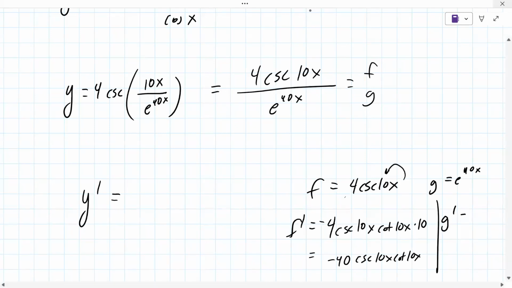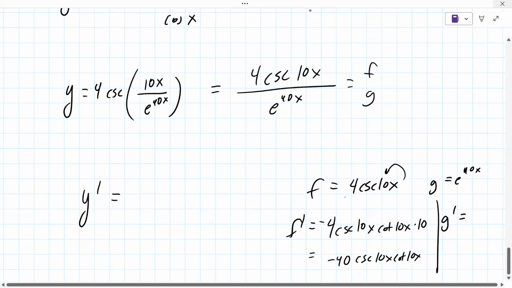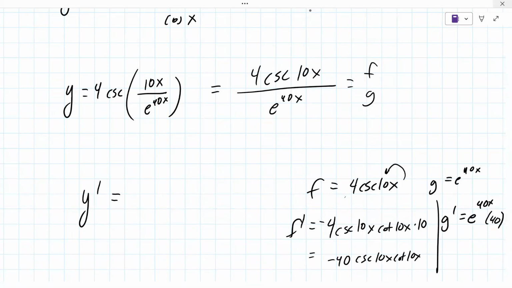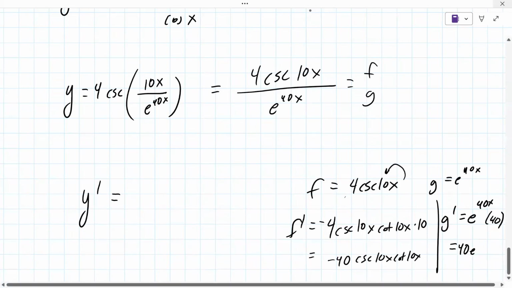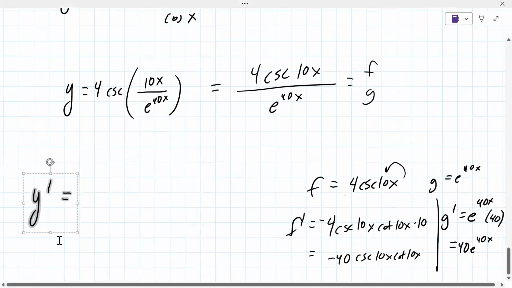For G prime, what is the derivative of e? Well, it's always itself. And then you multiply by the derivative of the inside function, which is 40. So the obvious simplification, if there is one, is just to put that in front. Sometimes that's better to do, so at least you know what you're putting in the top and the bottom. Could be helpful, could not be.